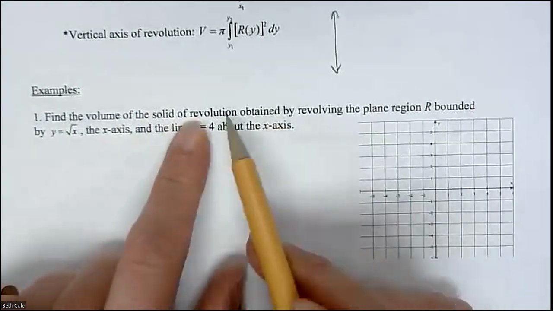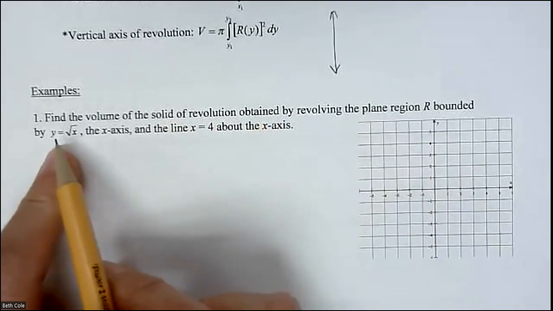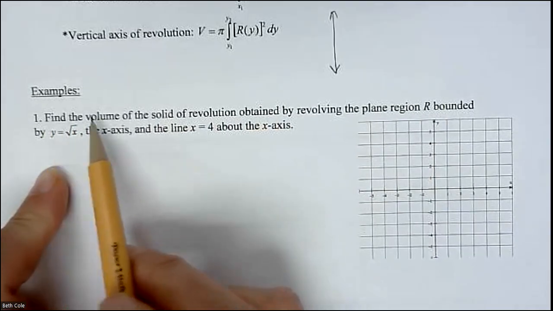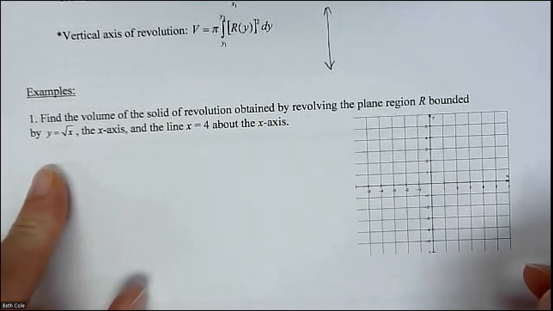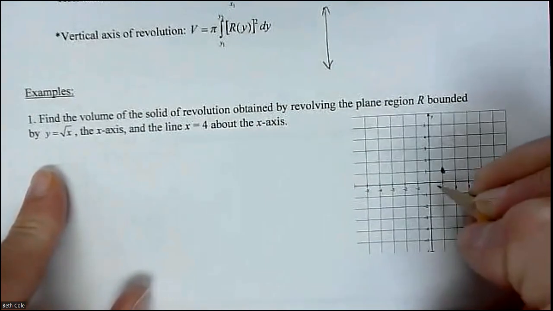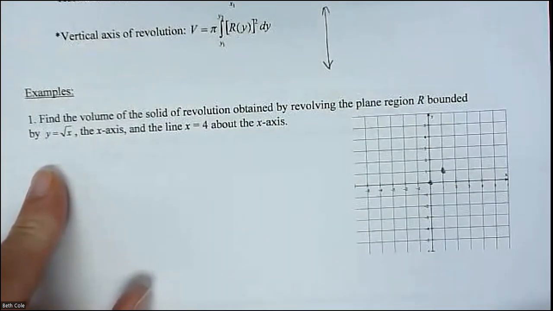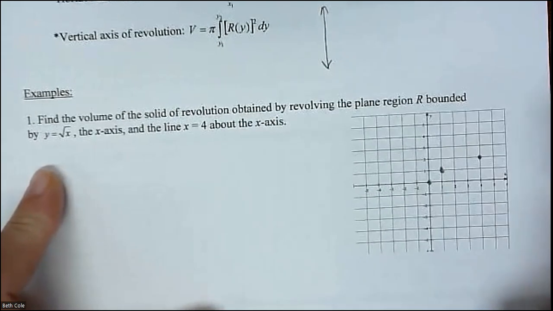All right, let's go ahead and draw our first shape. Find the volume of the solid of revolution obtained by revolving the plane region bounded by y equals square root of x. What are some points I can put on it? 1, 1 is good. We kind of skipped one though. Where would we start? 0, 0, good. And then I'd like one more. 4, 2.